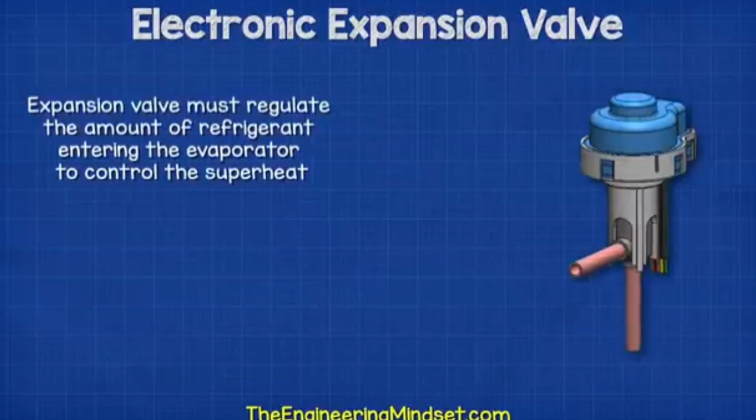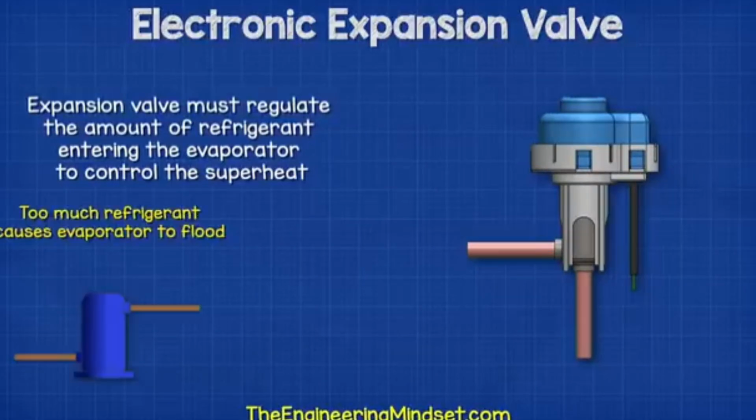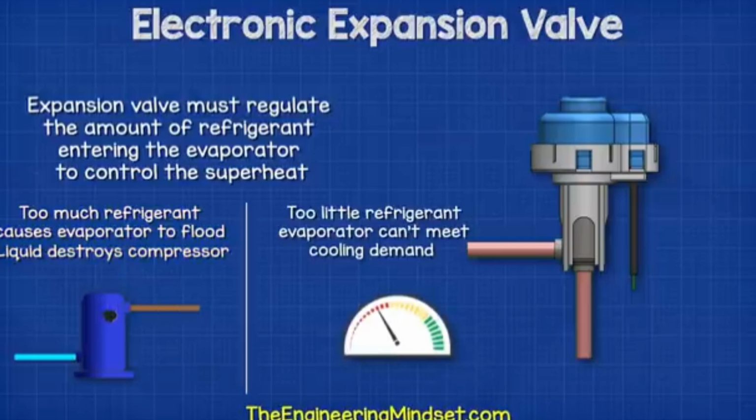The expansion valve needs to regulate the amount of refrigerant entering the evaporator to control the superheat. If it allows too much refrigerant to flow, it can flood the evaporator, so the refrigerant doesn't evaporate and liquid reaches the compressor and possibly destroys it. But if it lets in too little refrigerant, the system won't provide enough cooling, and so it operates inefficiently.